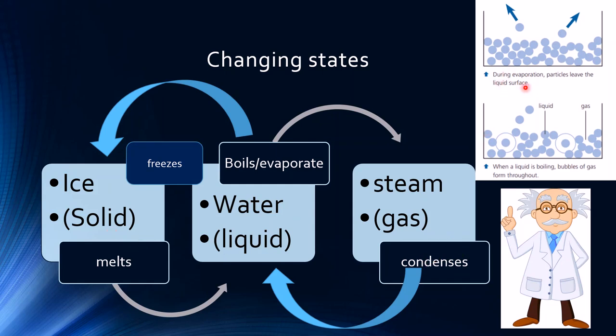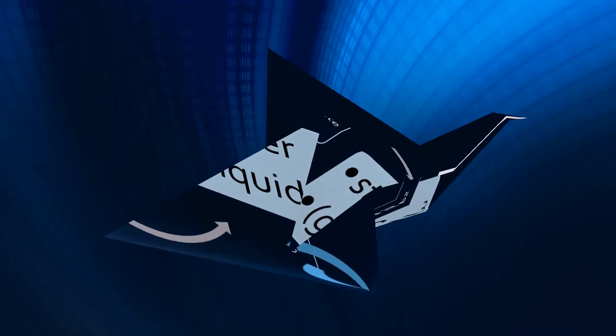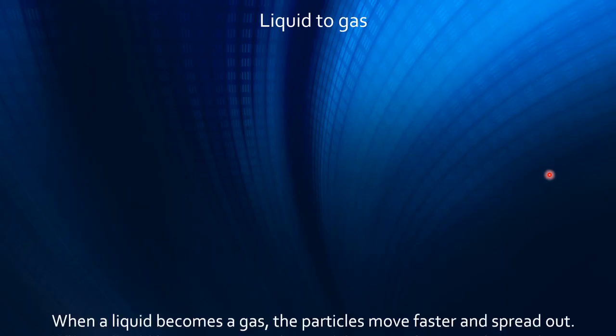Okay, so during evaporation, particles leave the liquid surface. When a liquid is boiling, bubbles of gas form throughout. So when the liquid is boiling, the bubbles are throughout the liquid. But when evaporation is going on, the particles are leaving. They're escaping, like they want to run away. Okay? Now let's talk about the next one, liquid to gas.